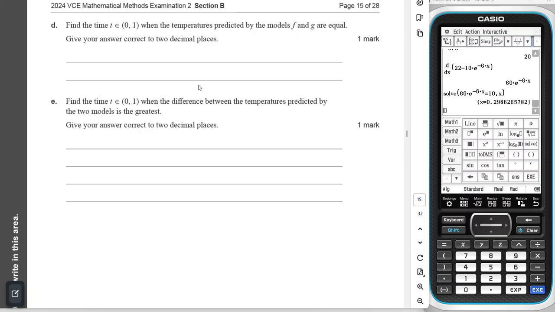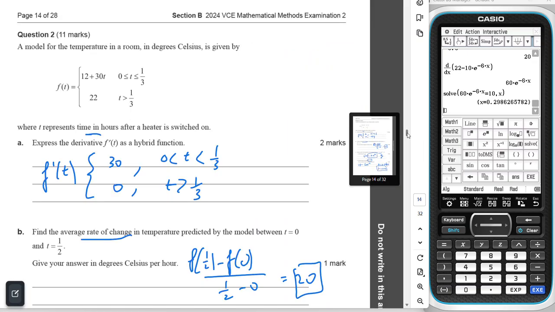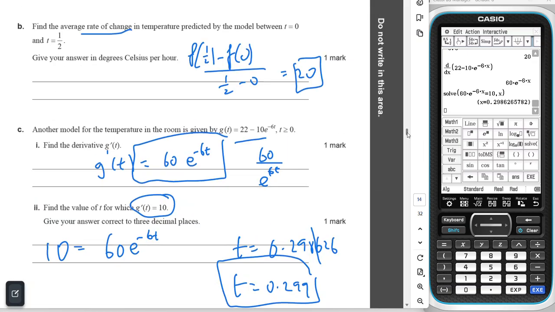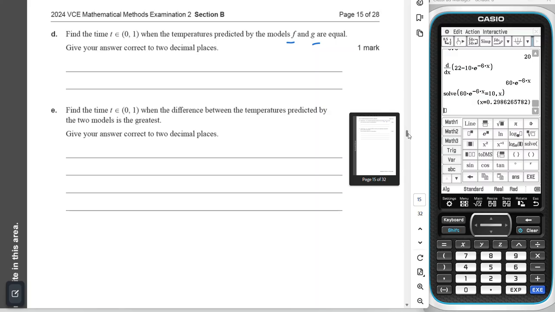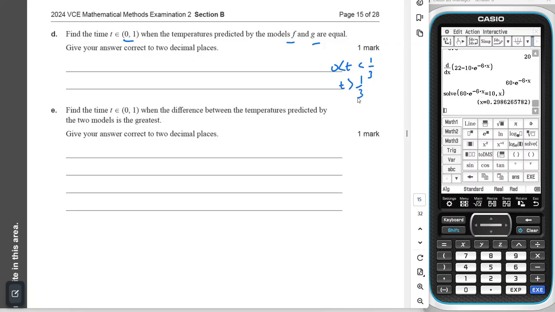Part D. Find the time between 0 and 1 where the temperatures predicted in the models are equal to each other. So one problem I have is between 0 and 1, we have one rule for t going from 0 to 1/3, and another rule when t is bigger than 1/3. So I don't know when it's going to be equal to each other.